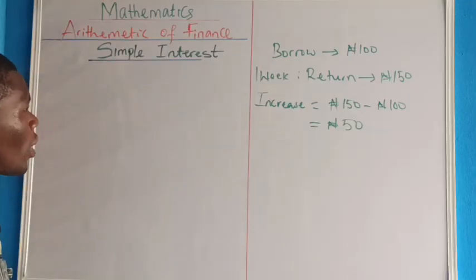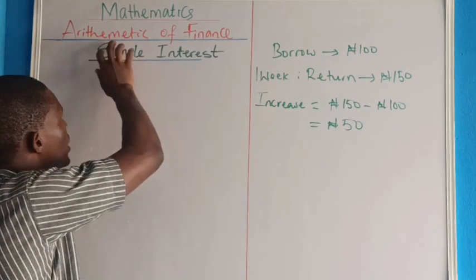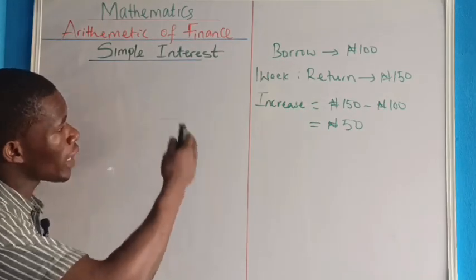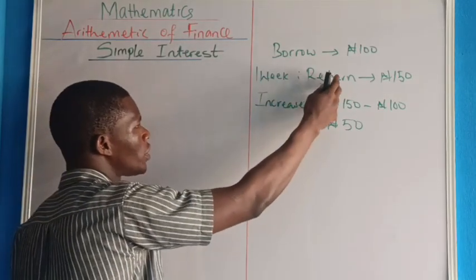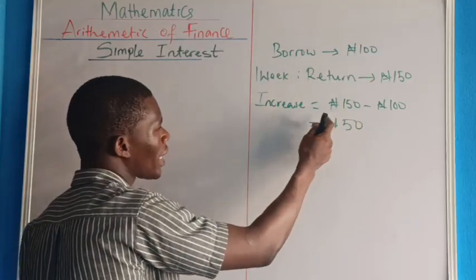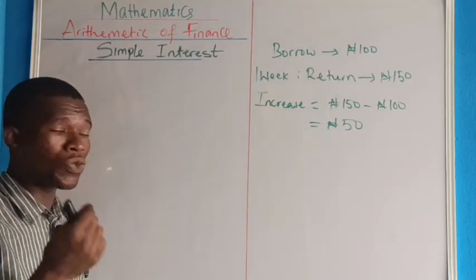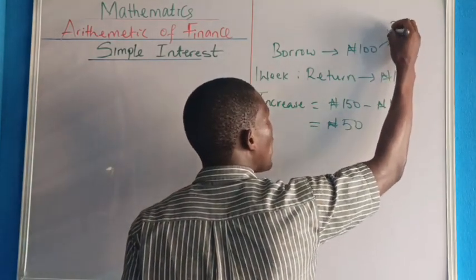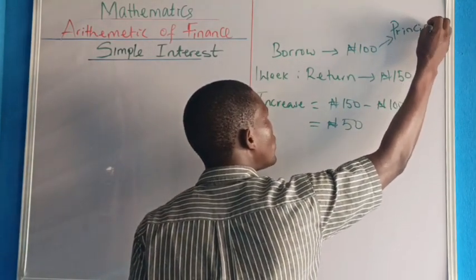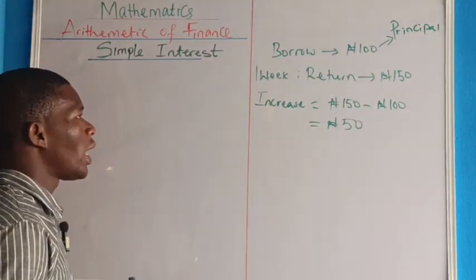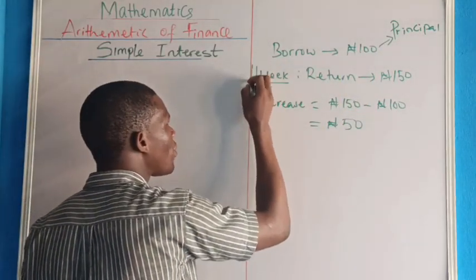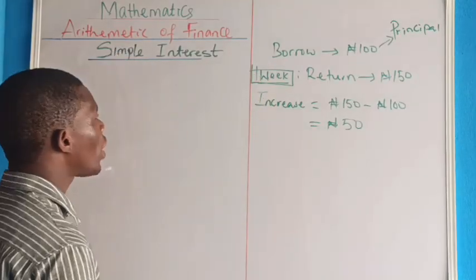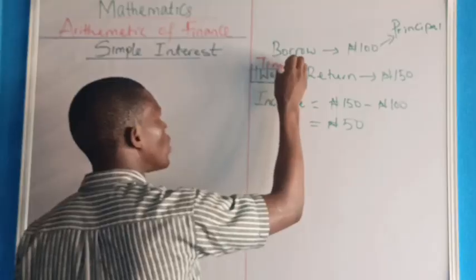So talking about simple interest or arithmetic of finance, these terms that we have here, borrow, return, and this increase, now we have terms that we can use for them. So the amount that you borrow is called the principal. That is the amount you borrow. And this 1 week, this time frame, we call it time.